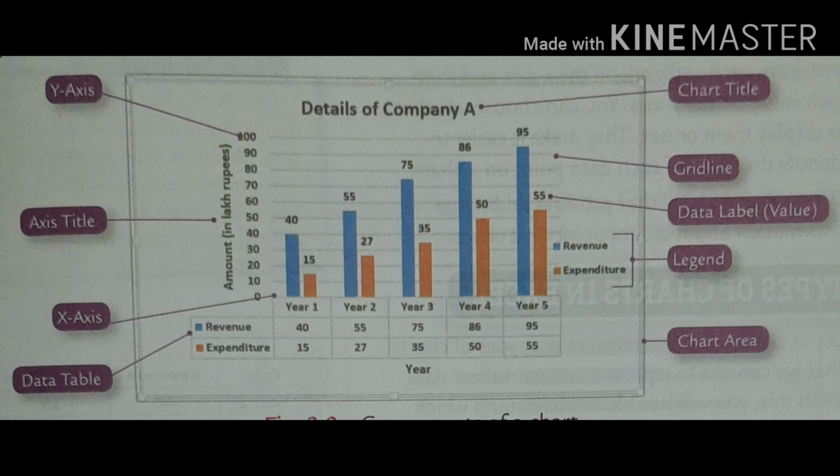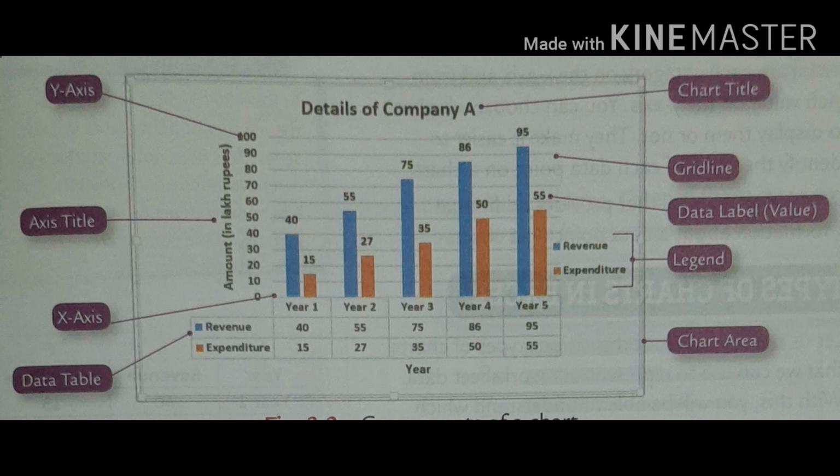Next we'll go with the grid line. You can see the dim horizontal lines at the back of the chart, which are the grid lines. These lines run across the plot area from each category on the x-axis and from each value on the y-axis. They make it easier to identify the value of each data point on the chart.